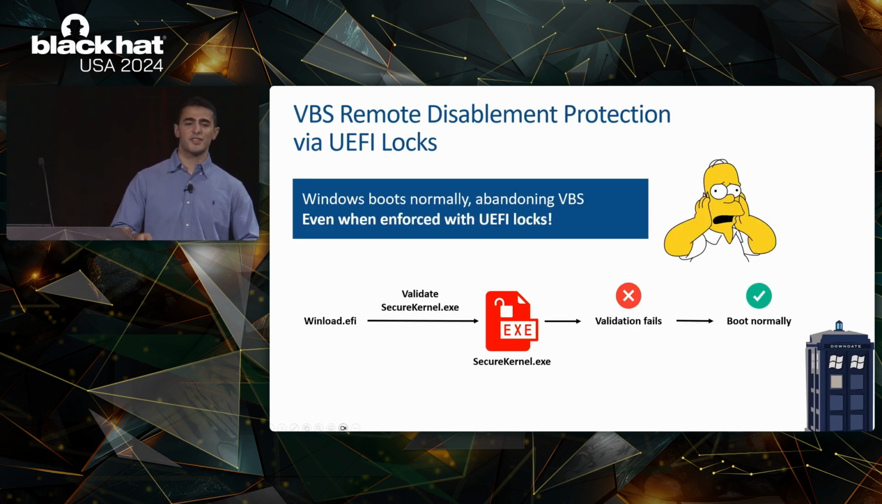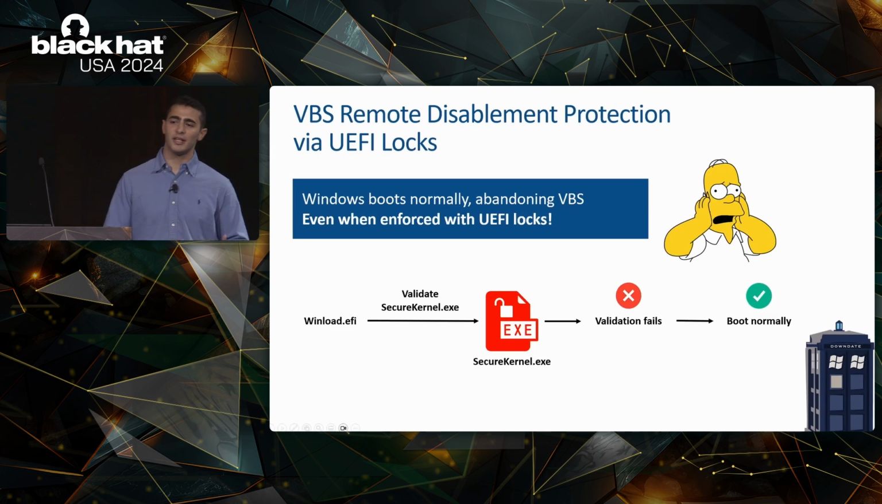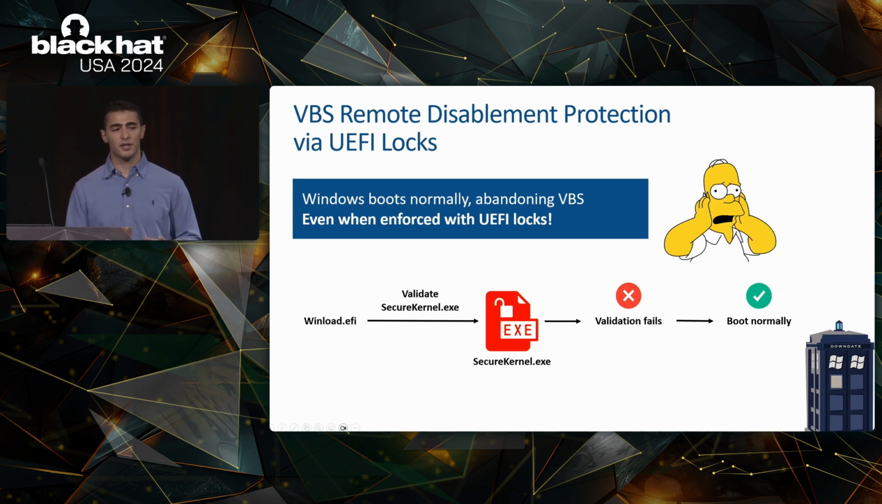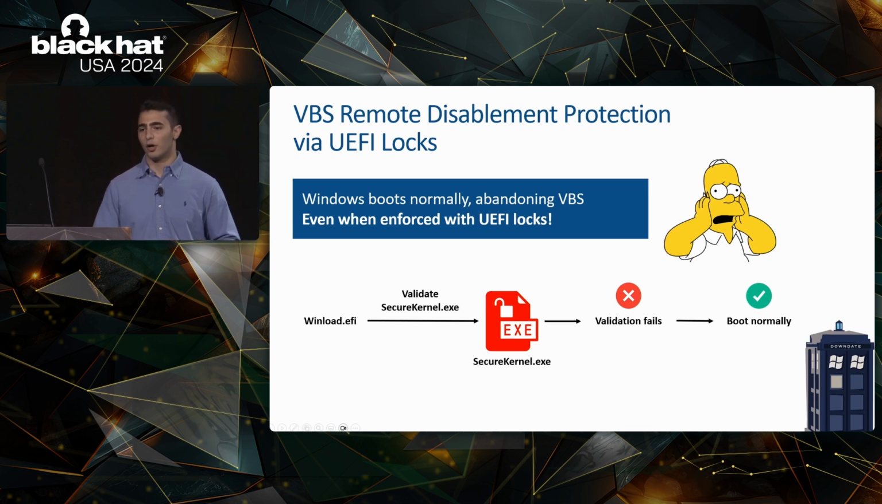Instead, I was extremely surprised to find that if the operating system loader fails to validate one of VBS's files, it will just boot normally, abandoning VBS. I repeat, if the operating system loader fails to validate one of VBS's files, it will just boot normally, abandoning VBS. And this can be used to disable VBS by bypassing the UEFI locks. As far as I know, this is the first bypass of VBS's UEFI locks, and it's also a very simple one. All we need to do is replace the secure kernel or the hypervisor with invalid files, and it will work.